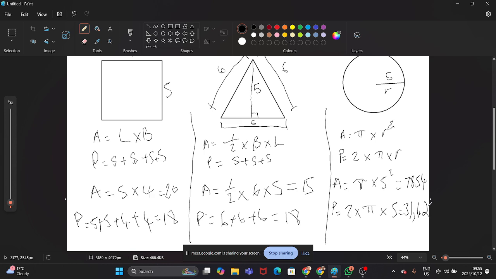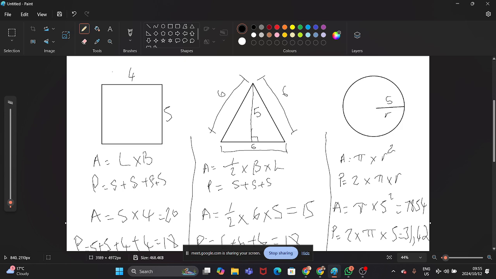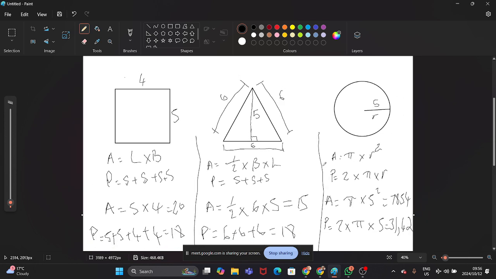So just to recap, the area of a square is length times breadth. The perimeter of a square is side plus side plus side plus side because there are 4 sides. Like I said, it's like a fence that you're putting around. The area of a triangle is half times base times height. The perimeter of the triangle is side plus side plus side because there are 3 sides. The area of a circle is pi times r squared, and the perimeter of the circle is 2 times pi times r.